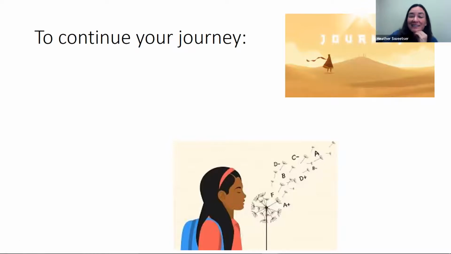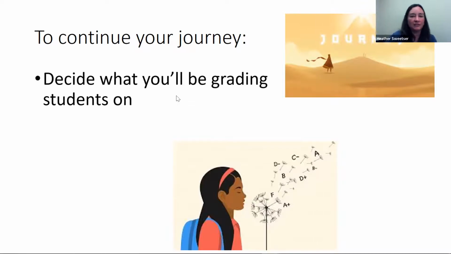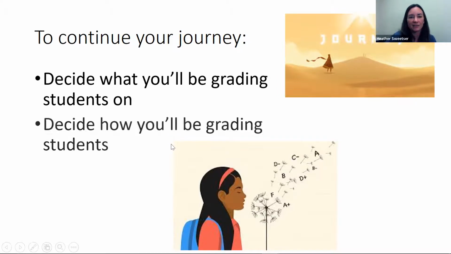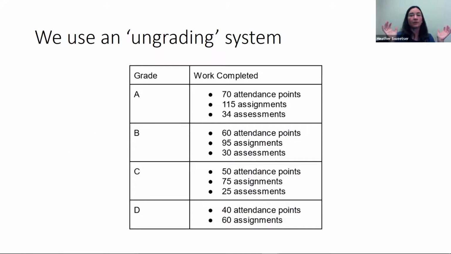And then let's say you've chosen your great topic, you have your essential question, you think the students are really interested and they're excited about it. You need to talk about grading, which, I don't know anybody who loves grading, but this is what drives students a lot of times, and not just what you'll be grading students on, but how you'll be grading them. So we use an ungrading system. Has anybody heard of this before, ungrading?